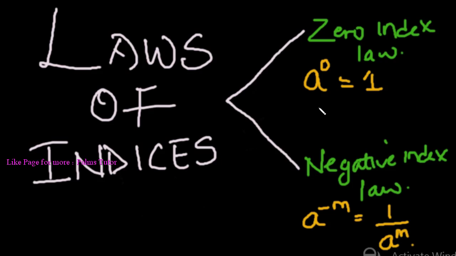Now, when doing calculations involving indices, any number raised to the power of 0 equals 1. That's the zero index law. And any number raised to a negative index equals the reciprocal raised to the same power index. Let me take examples to explain that better.